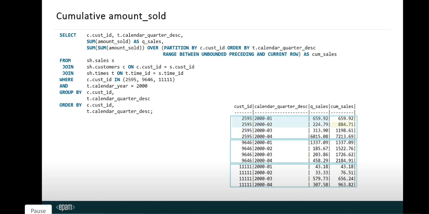In the second row of the partition, the frame expands to include first and second quarter sales. In the last line of the partition, the frame consists of 4 lines, and therefore the cumulative sum for the fourth quarter equals sales for the entire year 2000 for the selected customer. The moment the current row is moved to the next partition, the process repeats all over again.